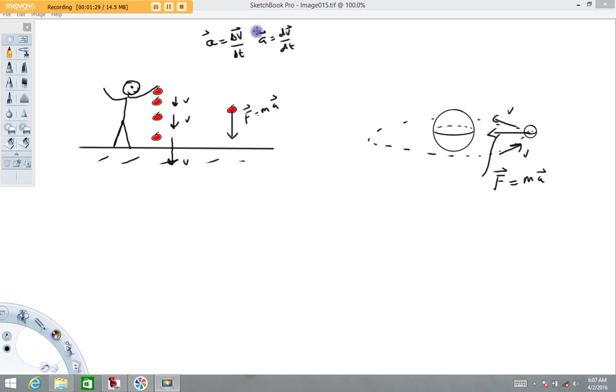Or we can write it in the language of calculus, which I've done here. Acceleration is equal to dv dt, or the time rate of change of velocity. Again, either one accurately gives what acceleration is. This gives the average acceleration over a time interval. This gives the instantaneous acceleration.